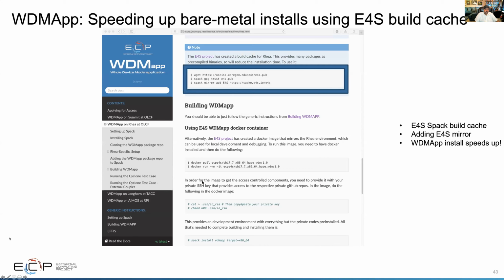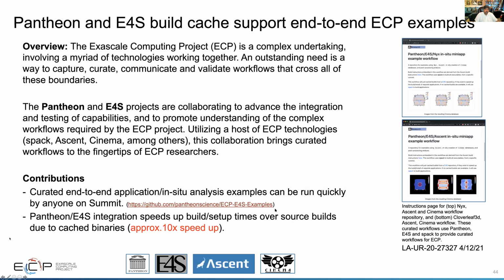There are other applications that are already beginning to use this. Here is the build for the whole device model application WDMApp, which allows you to just point to the build cache at the University of Oregon, just to trust that key, and then add this mirror of E4S, and then just say spack install, and it will use the binaries from here. This can help speed up your installation. The Pantheon project at Los Alamos is using this. They have reported approximately 10x speed up in building their applications by using the Spack binary build cache.